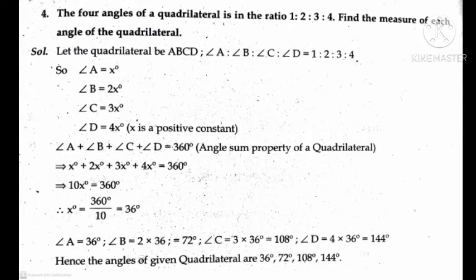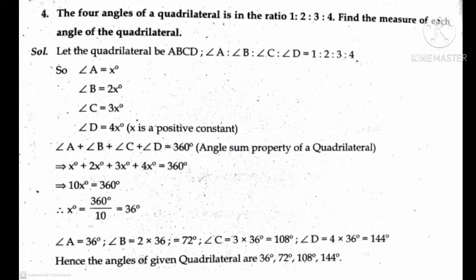Therefore, angle A plus angle B plus angle C plus angle D is equal to 360 degrees, since the angle sum property of a quadrilateral. Next step, substitute the values: x degrees plus 2x degrees plus 3x degrees plus 4x degrees is equal to 360 degrees. Add the like terms on the left side of the equation. We get 10x degrees equals 360 degrees. Next step, x degrees is equal to 360 degrees by 10. Here the zeros cancel, we get 36 degrees. Therefore, angle A equals 36 degrees.